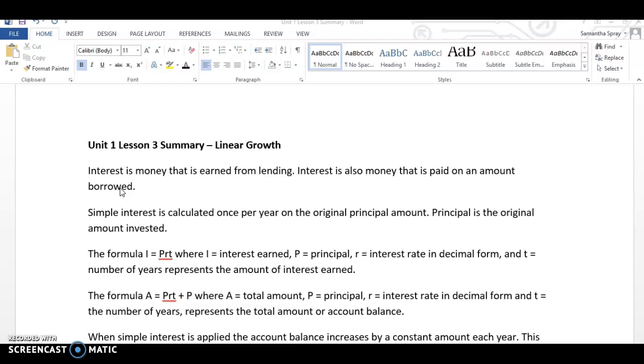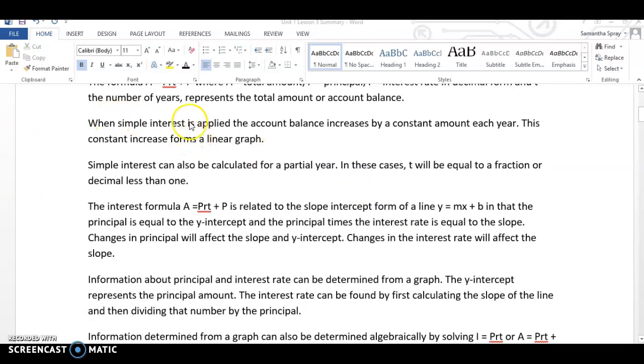Remember, T must always be in years. This cannot be in months. If it is ever given in months, you have to make it a fraction. So when simple interest is applied, the account balance increases by a constant amount each year. Therefore, this graph is linear.